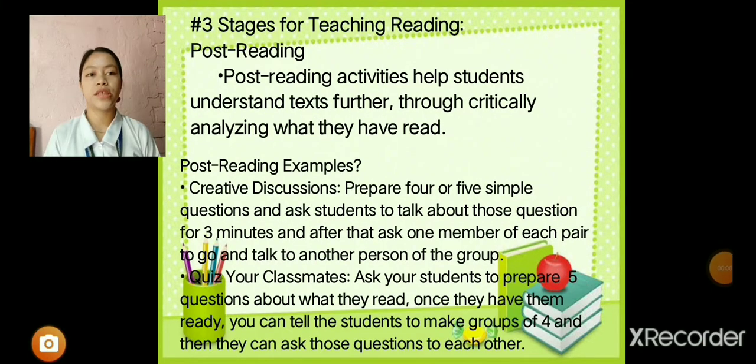The third stage for teaching reading is post-reading. Post-reading activities help students explore the text further after they have read. What are the post-reading examples? Number 1 is creative discussions. It is to prepare 4 or 5 simple questions and ask students to talk about those questions for 3 minutes, and after that, ask one member of each pair to go and talk to another person of the group.